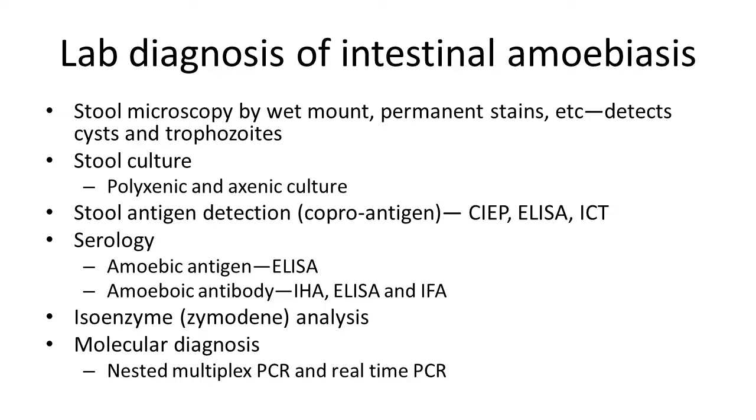Then we can go for the concentration technique, as the next step. Then we can go for the permanent stain to detect the cyst and trophozoite. In the wet mount, concentration technique and permanent stain, most of the time we can detect cysts and trophozoites. But in the concentration technique, sometimes the trophozoite will rupture, and we cannot see the trophozoite stage.